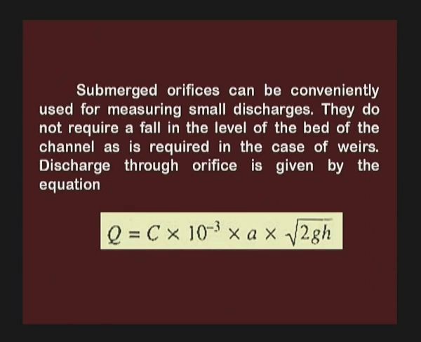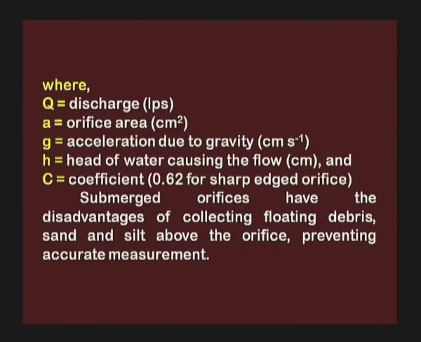power minus 3 into A into under root 2GH, where Q is discharge in liters per second, A is orifice area in square centimeter, G is acceleration due to gravity in centimeter per second squared, H is head of water causing the flow in centimeter, and C is the coefficient.